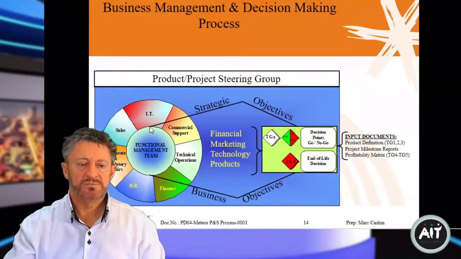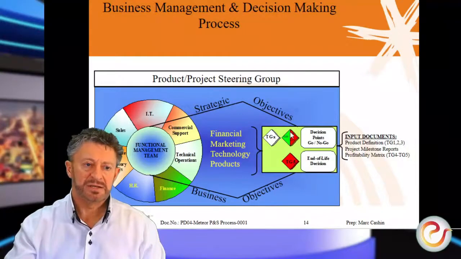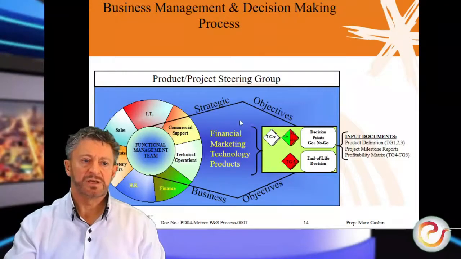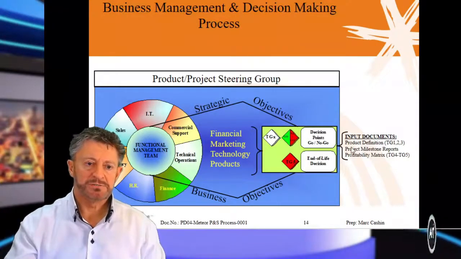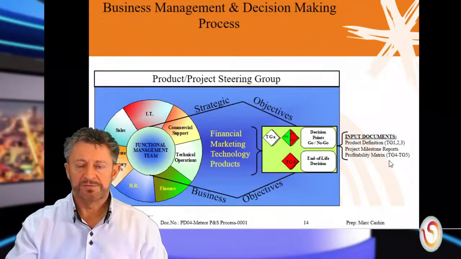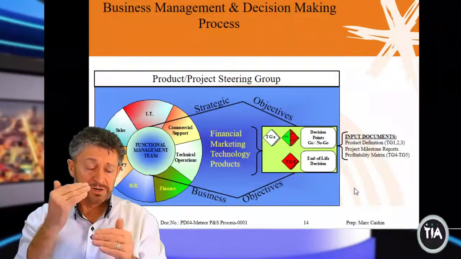Functional management team worked on the project. We had strategic objectives and business objectives. And the linkage was our project methodology. This is how we achieved these objectives. So input documents, product definitions, project milestone reports, and profitability matrix. So we could see how efficiently we were doing, whether we were hitting our targets.